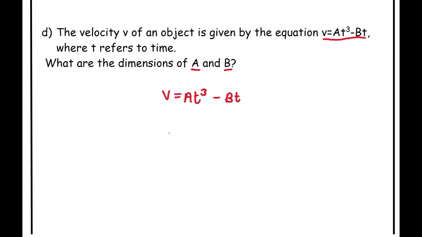To summarize the law of homogeneity, it says that for an equation to be valid, the dimensions on the left-hand side have to be exactly the same as the dimensions on the right, meaning the dimensions of at to the power 3 and bt have to be the exact same ones as the dimensions of v. So we have to establish the dimensions of velocity, and we'll equate it to at to the power 3, and that's how we'll get the dimensions of a. We'll do the same thing for this second part, and we'll get the dimensions of b. With that in mind, let's get into it.